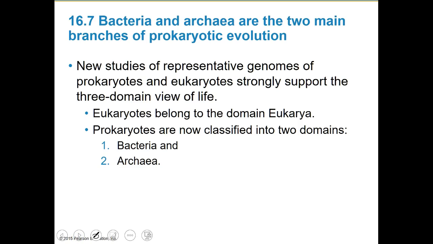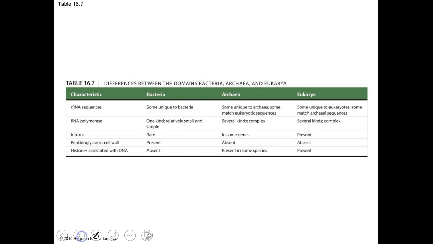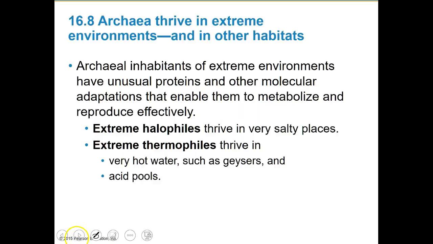Okay. Take a break if you need to, and this will sort of be the last thing that we'll wrap up here. New studies of representative genomes of prokaryotes and eukaryotes strongly support the three-domain view of life. So we've got eukaryotes, or Eukarya, and prokaryotes, which have bacteria and archaea. We need to classify these just a little bit further. We've been able to, through RNA sequences, RNA polymerase, introns, peptidoglycan, and histones, find lots of things we use to compare these.